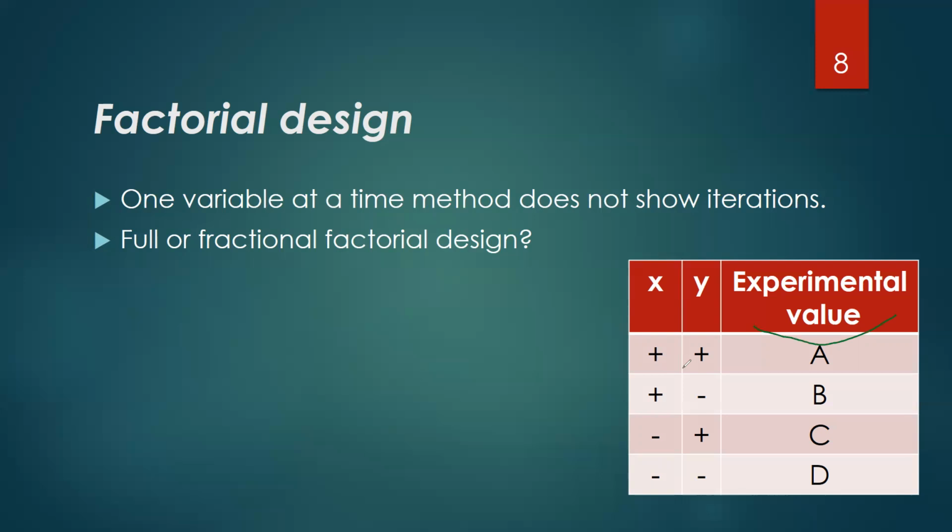First, I put plus to mean the highest level, and minus to mean the lowest level. So the highest level of X and the highest level of Y, you get a value. Highest level of X, second row, lowest level of Y, you get B. Lowest level of X and highest level of Y. And both are at the low level. So this is the way that you can do a factorial design.